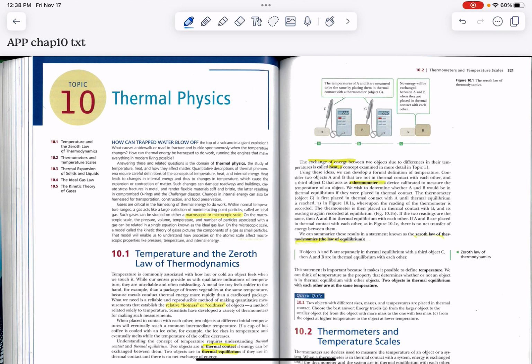Chapter 10, Thermal Physics in College Physics. Thermal, of course, from the Greek word for heat. So we're going to be talking now about not just the qualitative observations about heat and its effects, but also figure out a way to be able to measure the quantity of heat. We can look at heat from two different perspectives. We can look at it from the macroscopic level and from the microscopic level.